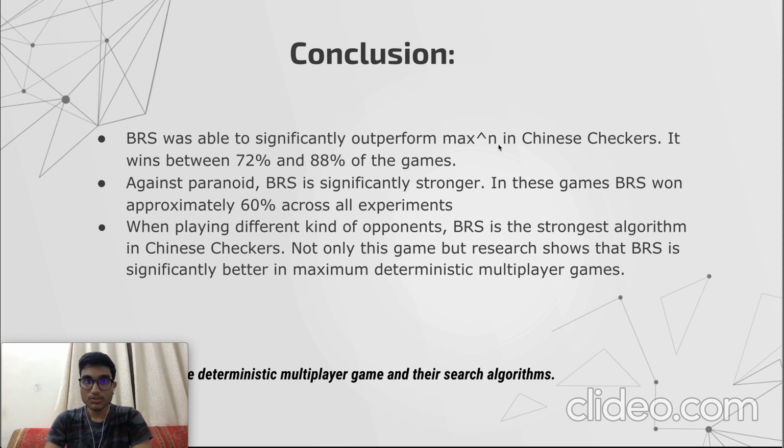In conclusion, BRS was able to win almost 60% of games across all experiments, whether the opponent is Maxn or Paranoid. So we can say that BRS is the strongest algorithm in Chinese checkers. Not only in this game, but research shows that BRS is significantly better in most deterministic multiplayer games. So this is all about deterministic multiplayer games and their search algorithms.